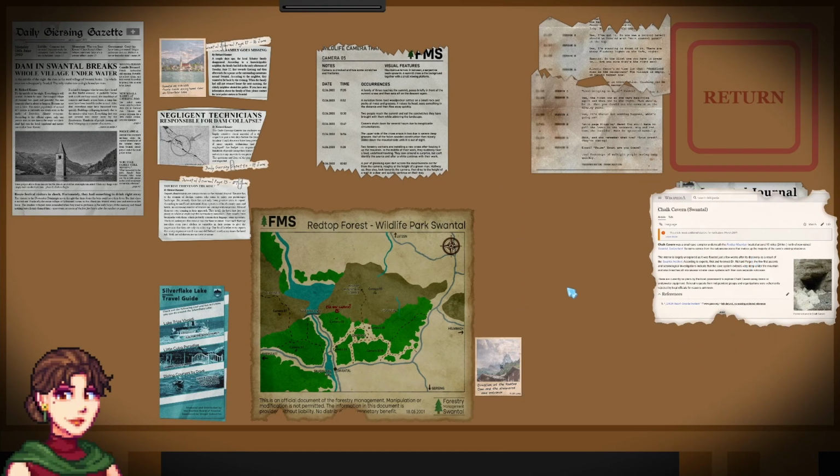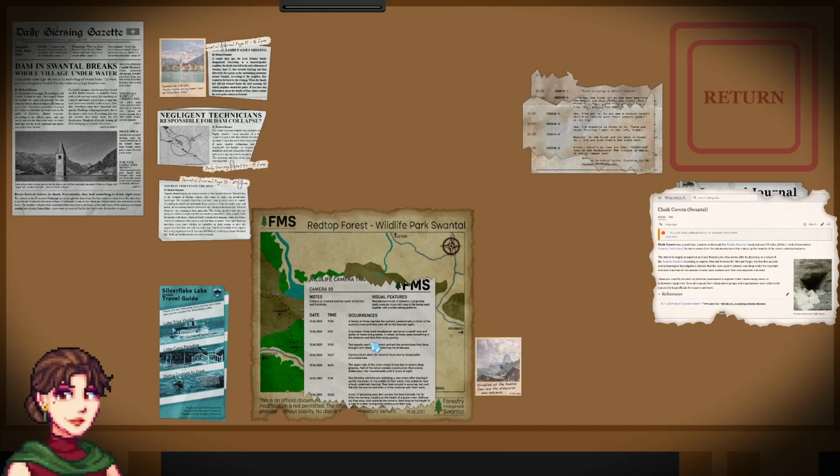Okay, I'm just gonna make little piles now. Make sure everything is where they need to be. Photos I'll put together like this.